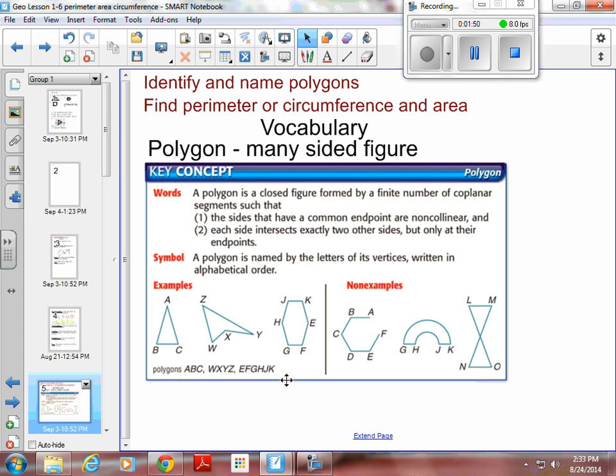So again, a polygon, these would be examples. A triangle, this would be a quadrilateral, there's 4 sides to it. This is a hexagon. All of these are irregular. These would be examples that are not polygons. See, it doesn't close up, so it's not a closed figure, so it is not a polygon. This one has a curve, so it's not a polygon, and these lines cross. So this would be 2 triangles, not 1 polygon, but 2 polygons.